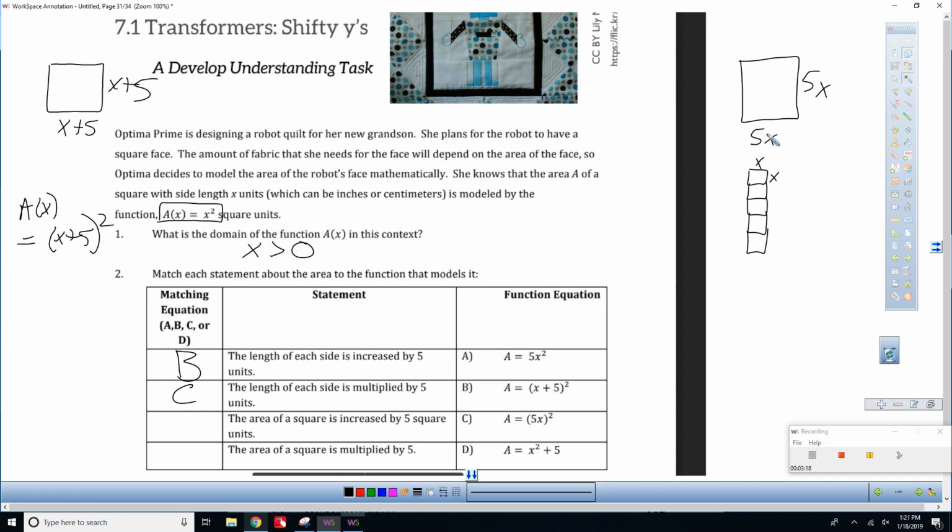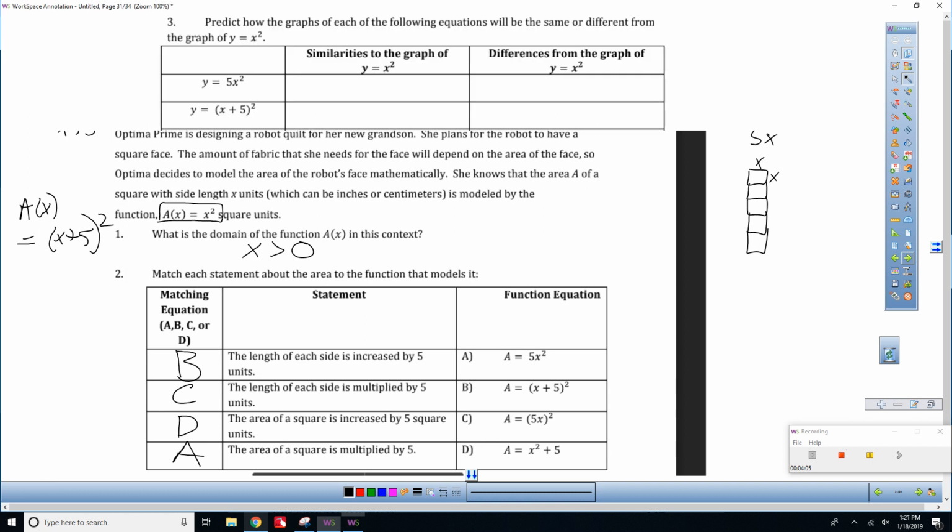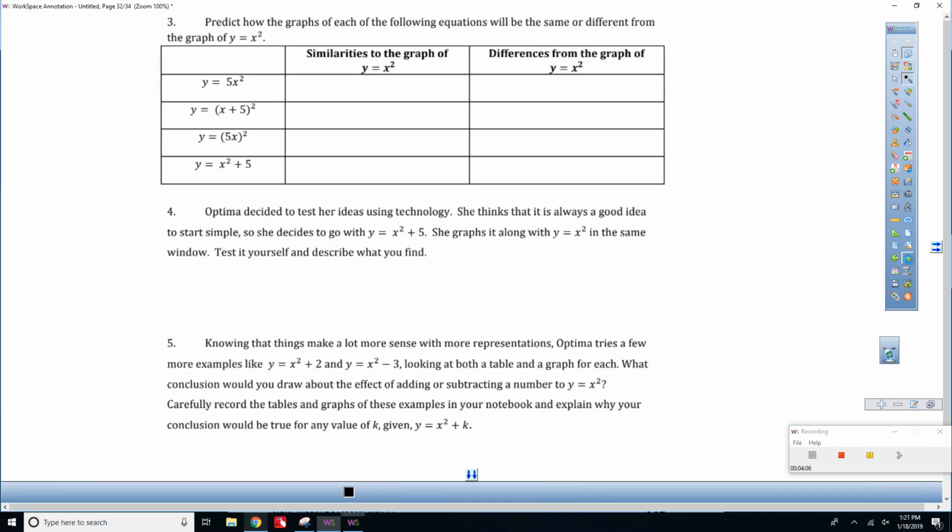Okay, the area of a square is increased by 5. That would be D. And the area of a square is multiplied by 5. That would be A. All right, you're all over that. You didn't get one wrong. That's awesome. All right. Oh, we got more.